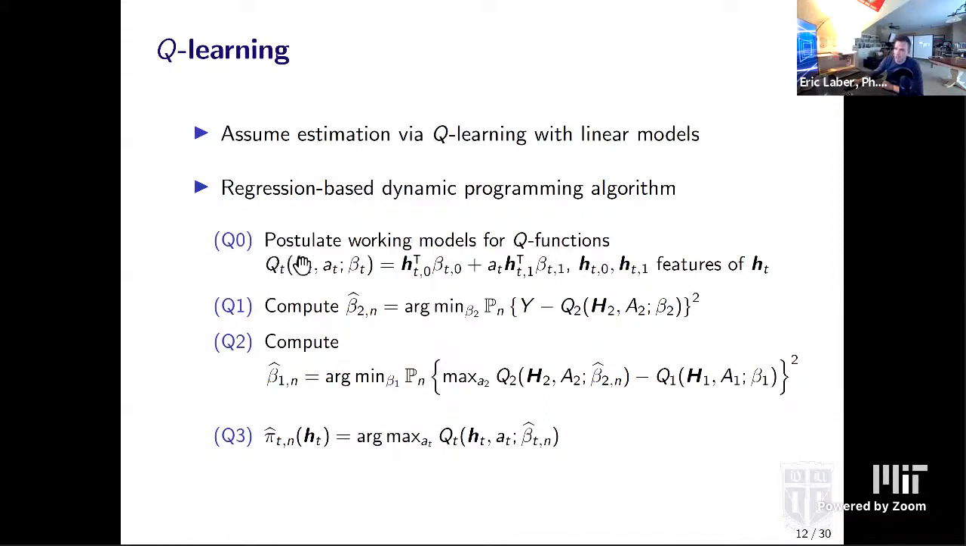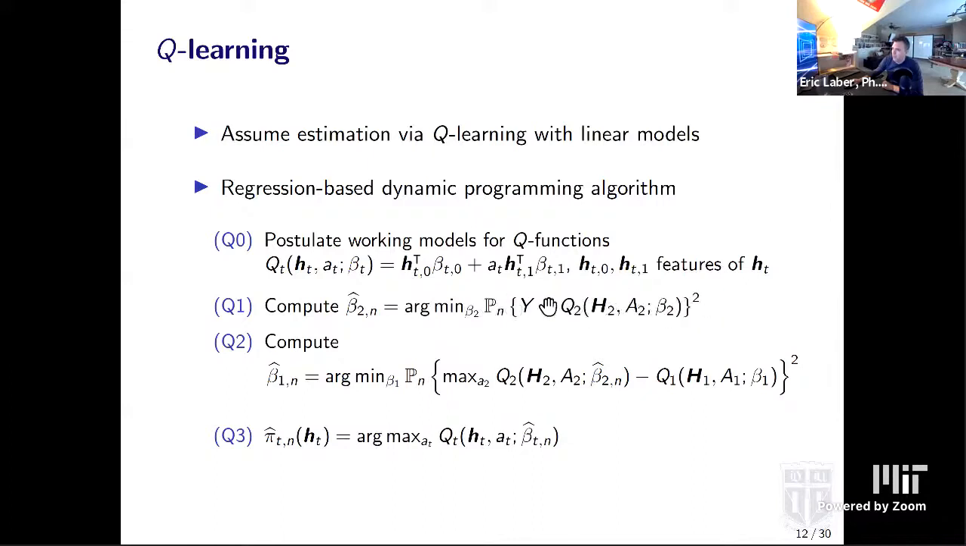Let's say Q_t(H_t, A_t; beta_t) is H_t0 transpose beta_t0 plus A_t H_t1 transpose beta_t1, where H_t0 and H_t1 are just features constructed from H. They could be basis functions or other transformations, but they're known. And so we just have a linear model. And we first estimate beta hat 2, the second stage coefficients, by doing least squares. Here P_n is just an average over the data, the empirical expectation of (Y minus Q_2(H_2, A_2; beta)) squared.